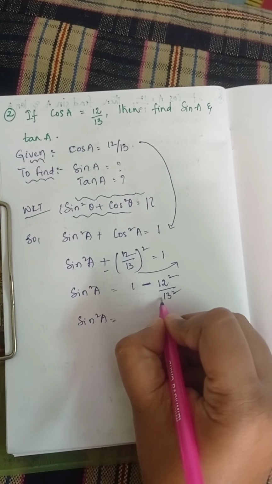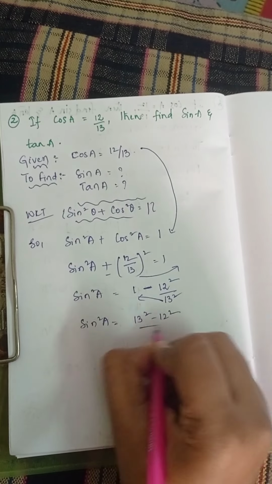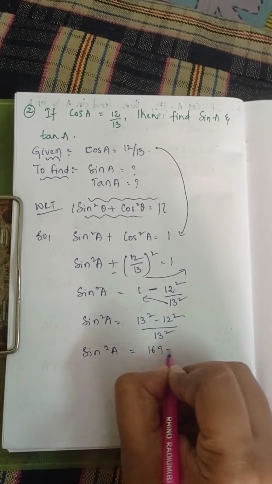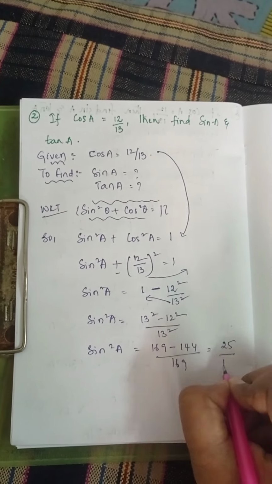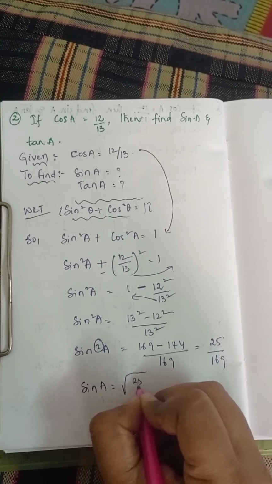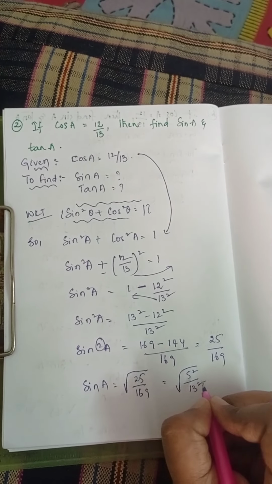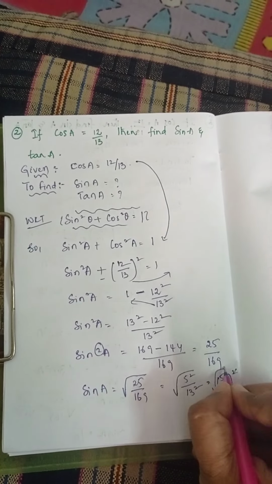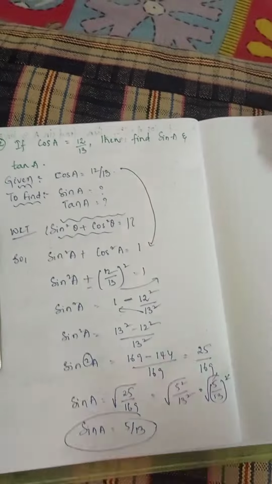Now sin square A is equal to, cross multiply it, 13 square minus 12 square by 13 square. So sin square A is equal to 169 minus 144 by 169. So we'll get 25 by 169. Sin A is equal to root of 25 by 169. So 5 square by 13 square, right? So we can take it as whole square, right? Square and square root gets cancelled. We'll get 5 by 13.